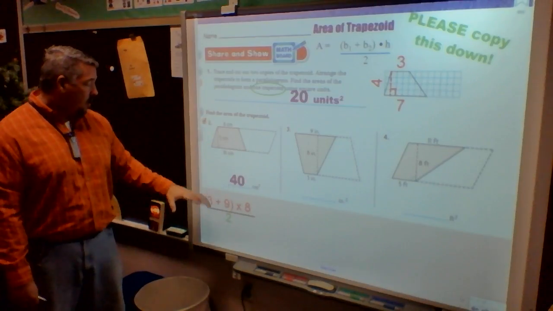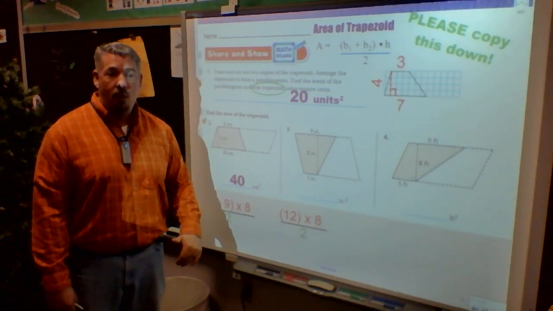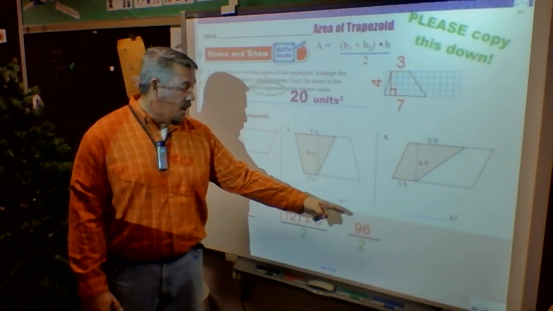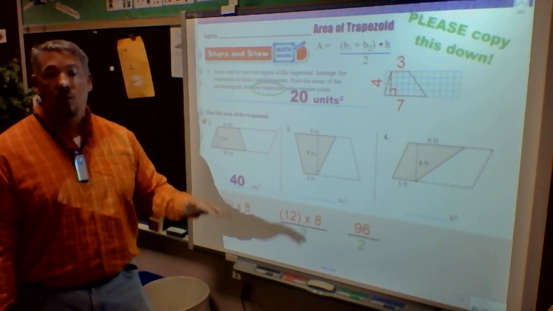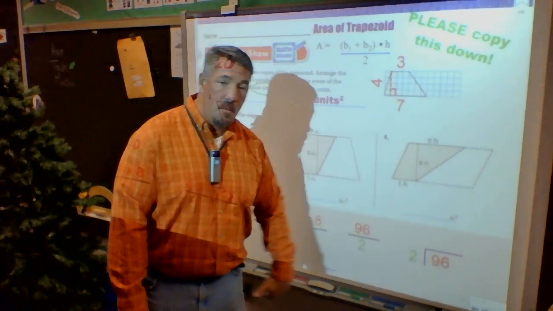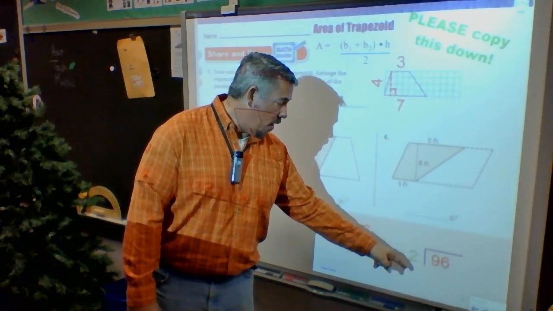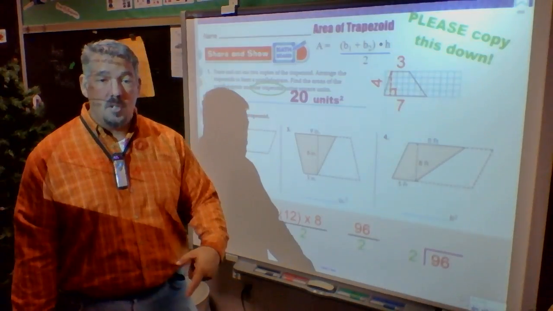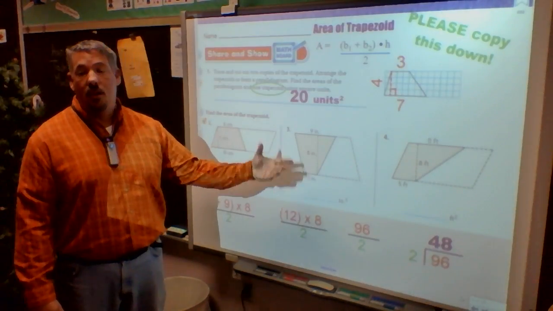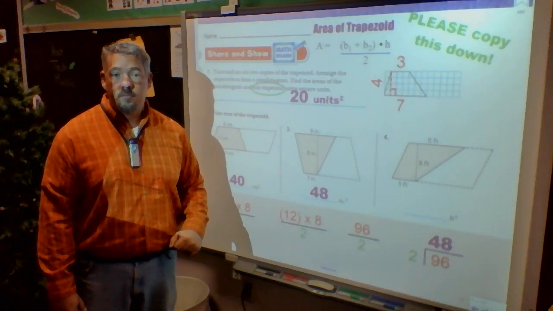Parentheses first. 3 plus 9 is 12. 12 times 8 is what I'm left with, divided by 2 for my last step. 12 times 8 is 96, divided by 2. And so I set it up: numerator inside the box, denominator is my divisor. So my dividend divided by divisor gives me a quotient, or an answer to my division problem, of 48. So I know the area for this trapezoid is 48 square inches.